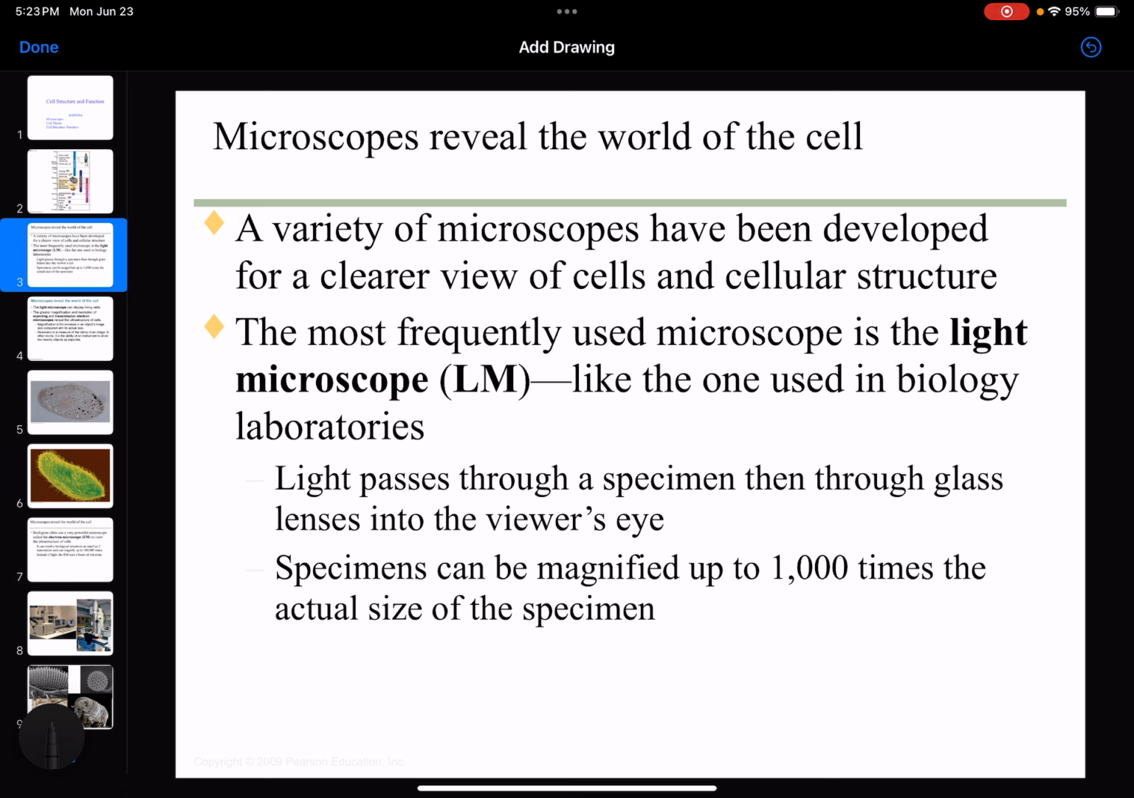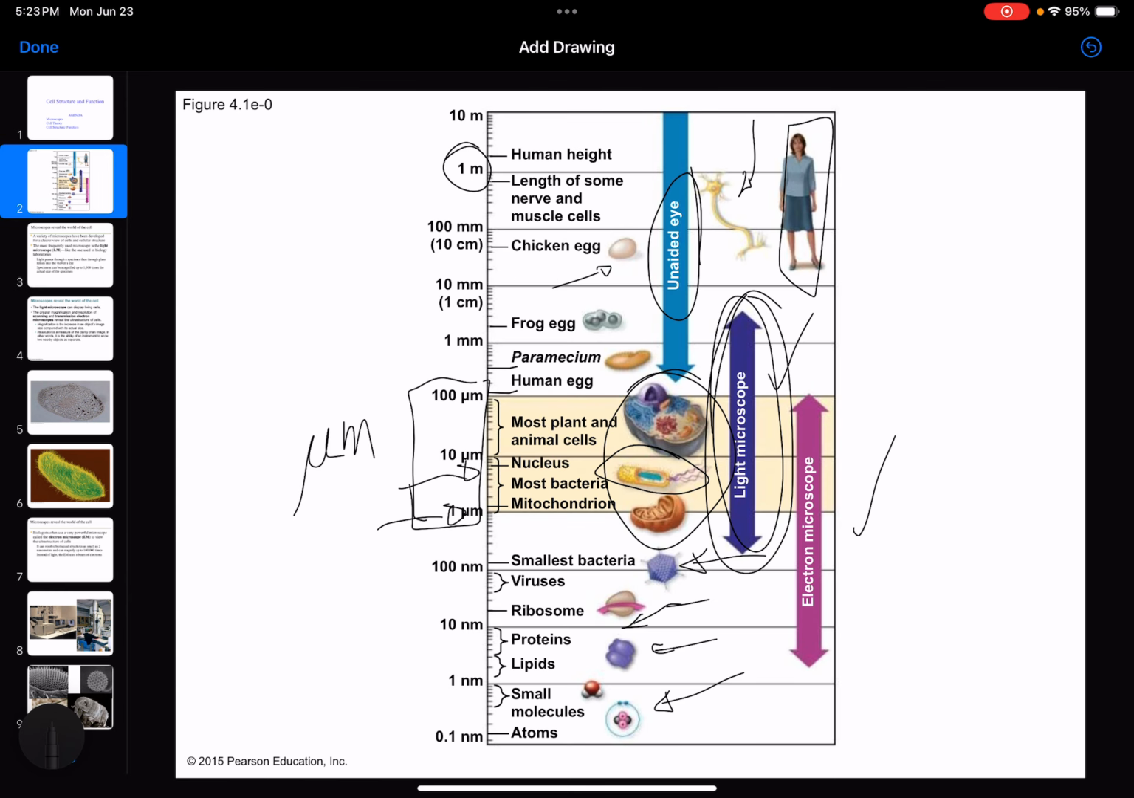The light microscope uses light. Remember, I'm going to go through these slides, but then at some point I'm going to create a table so that we can compare and contrast light microscopes from electron microscopes. We're going to compare light with electron.